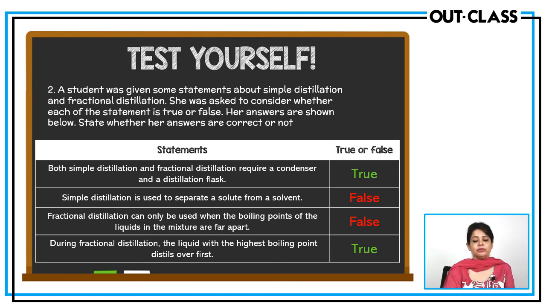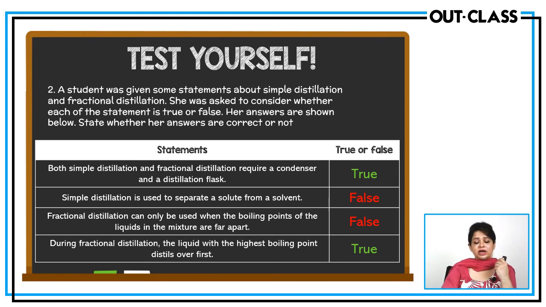So it's false. Fractional distillation can only be used when the boiling points of the liquids in the mixture are far apart. उसने इसको false लिखा हुआ है, but it's true. If the boiling points are too close, they cannot be separated. So boiling points should be considerably apart, different, in order to be separated by fractional distillation. So it is true, it's not false.